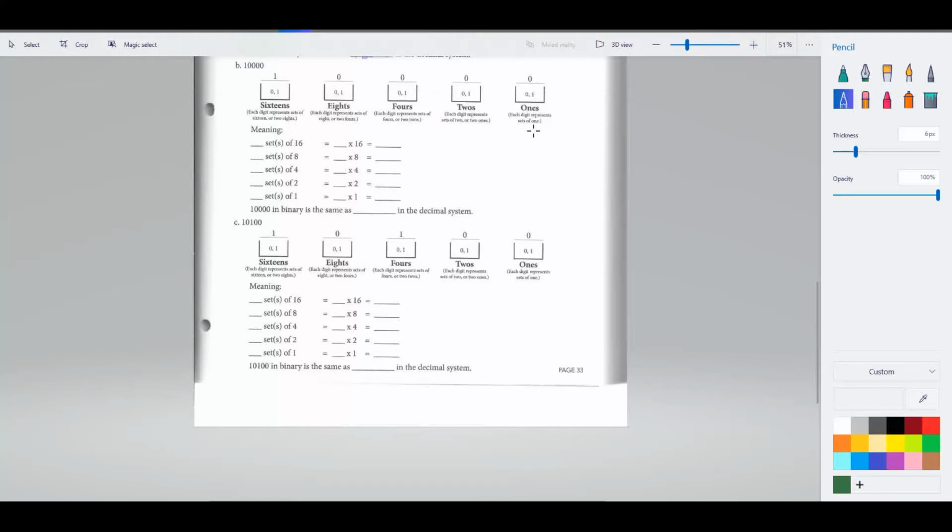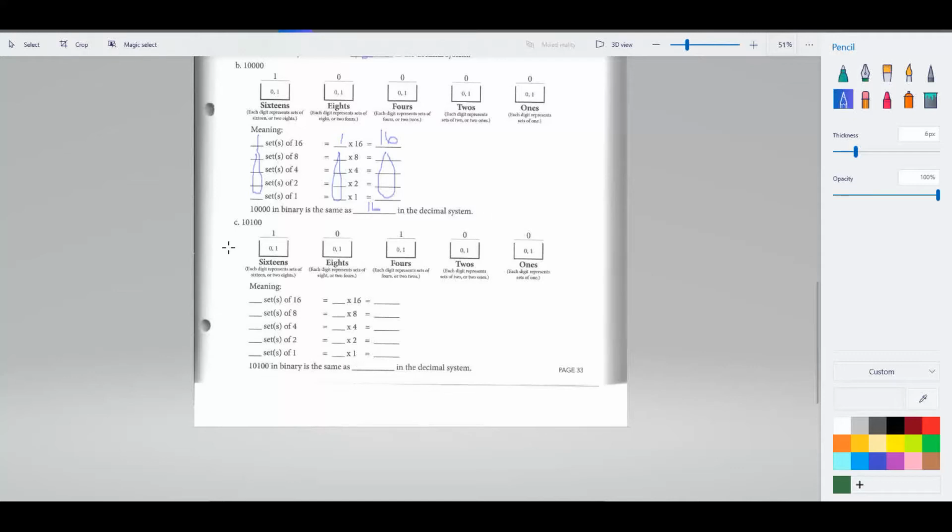Okay, so here we're going to put our ones, which is 2 to the 0 power, 2 to the first power, 2 to the second power, 2 to the fourth, 2 to the fifth. And if you multiply all those 2's together, that's what you're going to get. Then we're going to put our numbers where they go. You have one set of 16, which equals 16. The rest of these are 0. You have 0 sets of all these, so all these are going to be 0. So 1, 0, 0, 0, 0 in binary is the same as 16 in the decimal system.